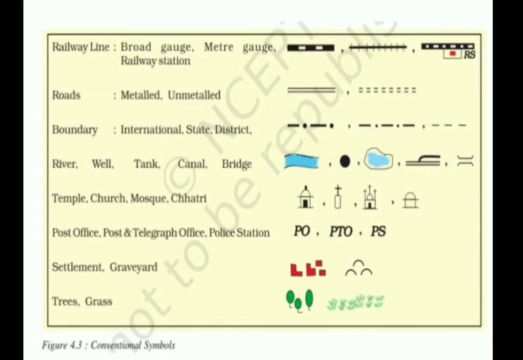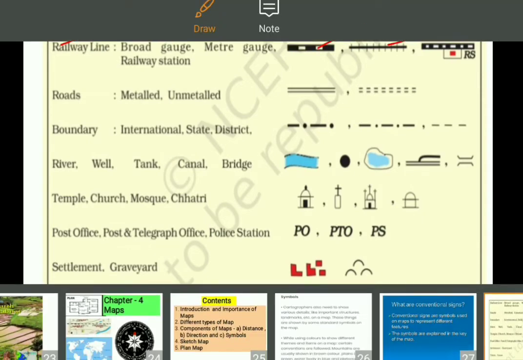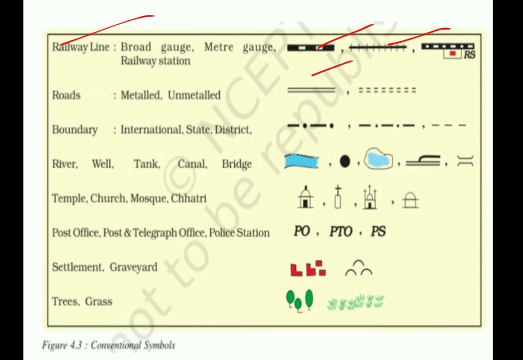Let us start with understanding the conventional symbols in figure 4.3. Railway lines: broad gauge, meter gauge, and narrow gauge are mentioned in these symbols. Metalled and unmetalled roads: this is a metalled road and this is an unmetalled road. International, state, and district boundaries: this is the international boundary, the state boundary, as well as the district boundary. And reservoirs, for example river, well, tank, canal, and bridges are mentioned in these symbols with colors and lines.